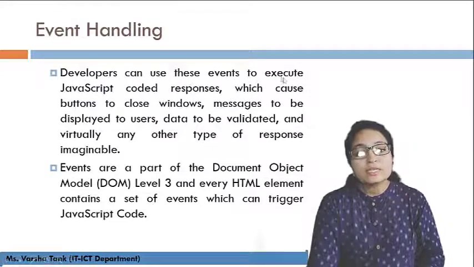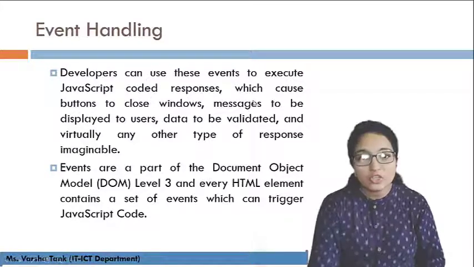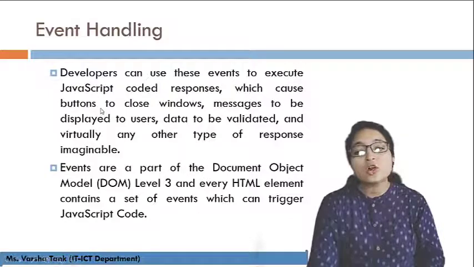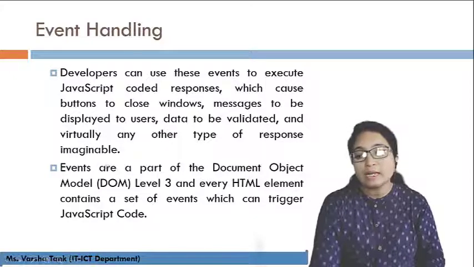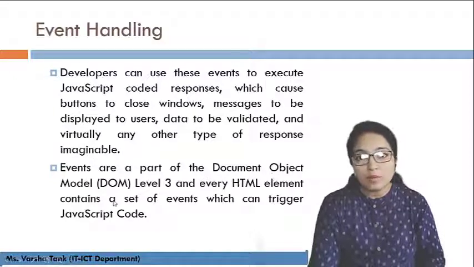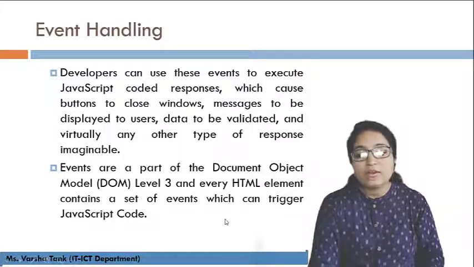Developers can use these events to execute JavaScript coded responses. We can use JavaScript code to define such event handling, which causes a button to close the window, a message to be displayed to the user, data to be validated, and virtually any other type of response imaginable. Events are part of the Document Object Model, DOM level 3, and every HTML element contains a set of events which can trigger JavaScript code.